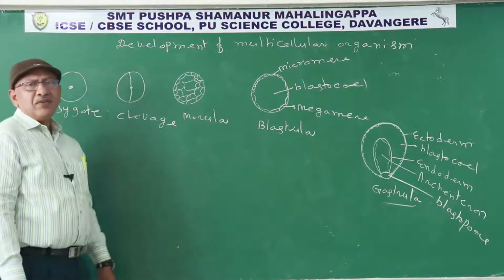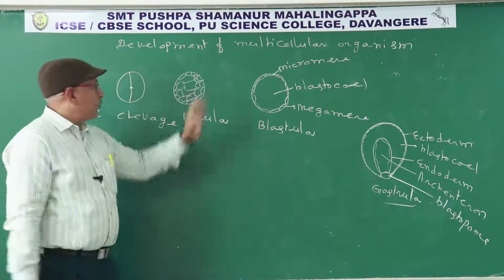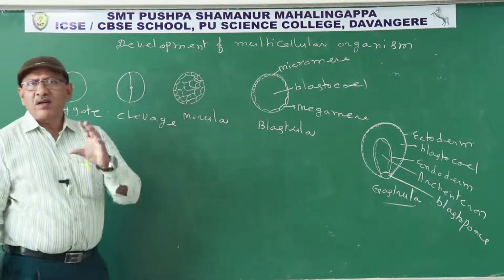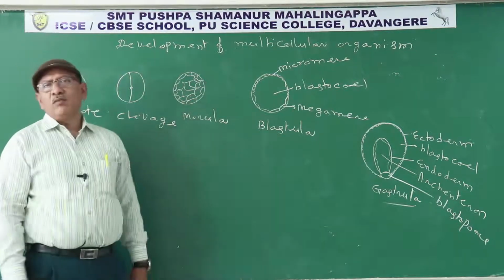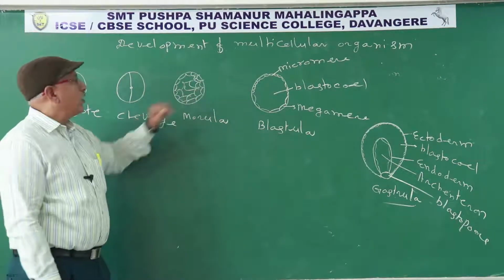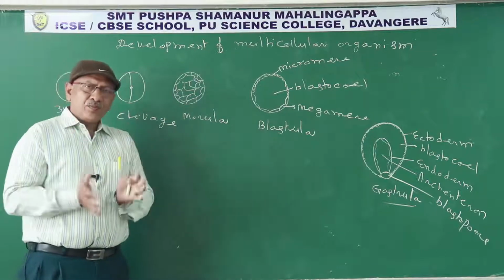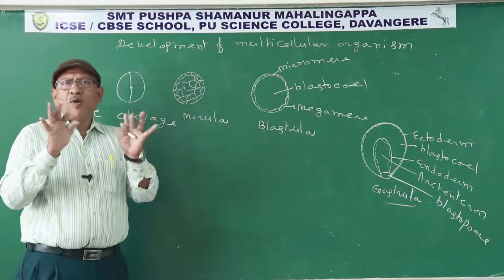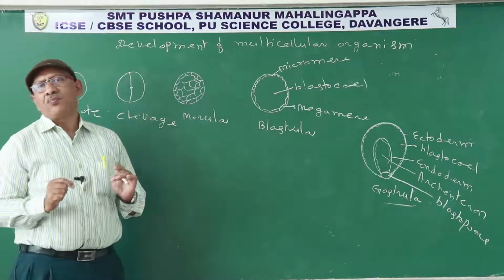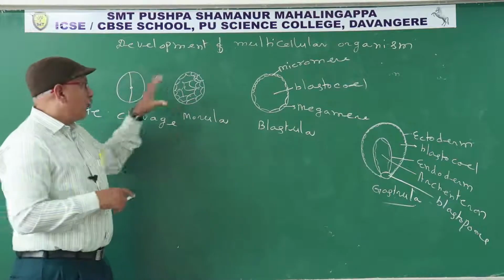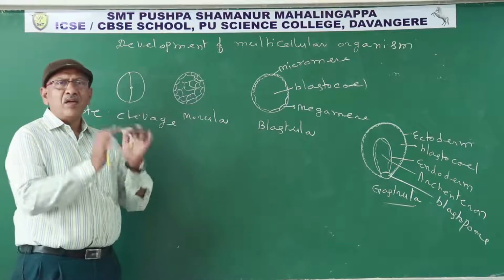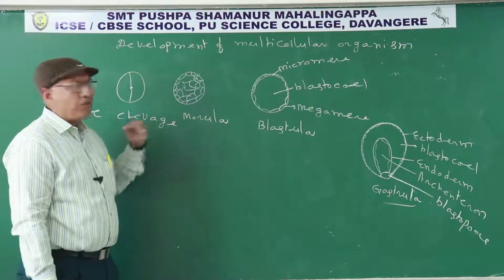Due to repeated cleavages, the mass of cells appears as a solid ball-like structure. This solid ball-like structure is known as morula. Morula is the first developmental stage. What is morula? A ball containing a solid mass of numerous cells is known as morula.